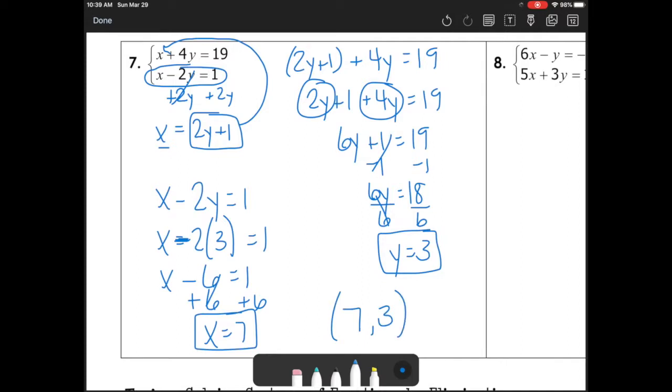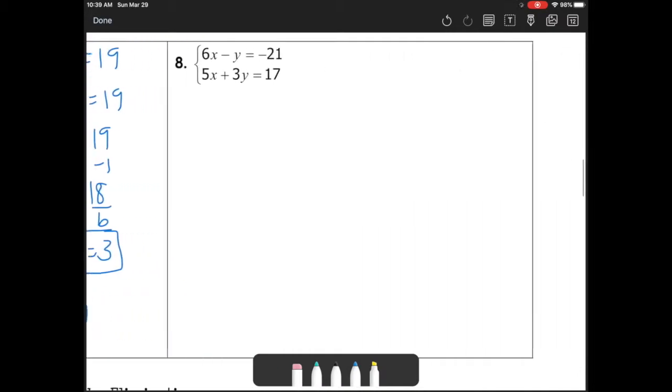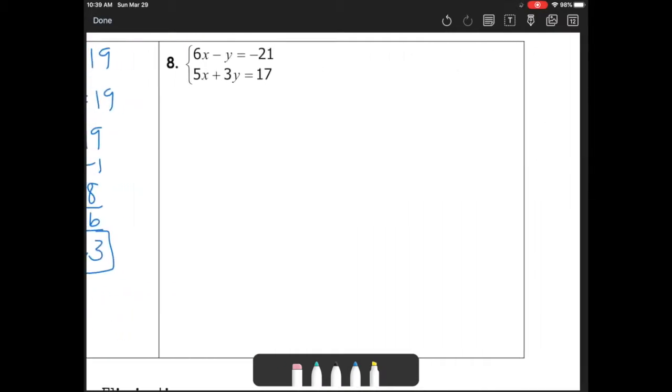And finally, number 8. Both problems are set up the same way, which is nice. I do see a coefficient of 1 right here. Actually, it's -1, so I'm going to have to finagle this a little bit.